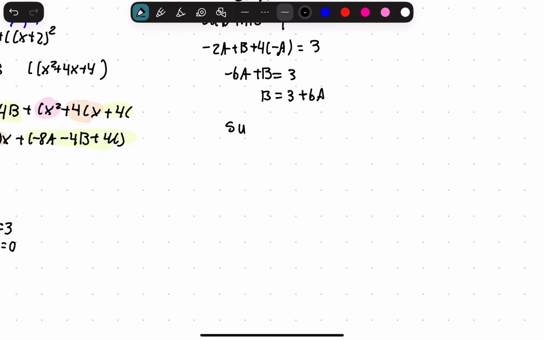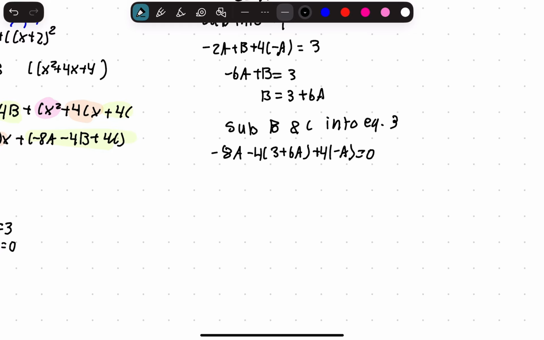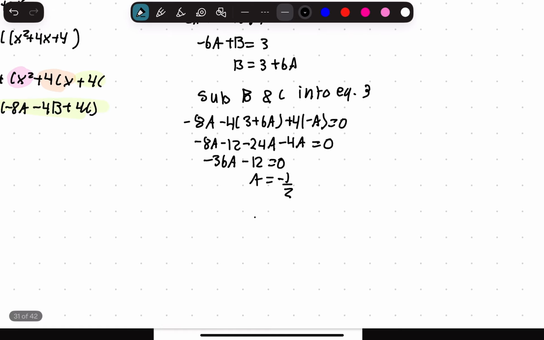Now sub b and c into equation 3. So now you have negative 8a minus 4 times 3 plus 6a plus 4 times negative a is equal to 0. Negative 8a minus 12 minus 24a minus 4a is equal to 0. Negative 36a minus 12 is equal to 0. And a is equal to negative 1/2. Then we have c is equal to negative a, which is equal to 1/2. And we also have b, which is equal to 3 plus 6 times negative 1/2. And this is going to be equal to 3 minus 3, which is equal to 0.